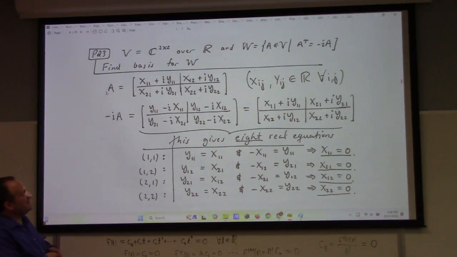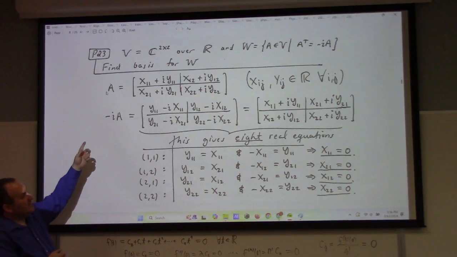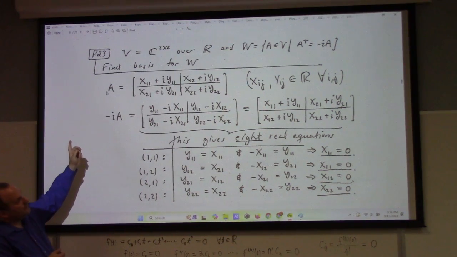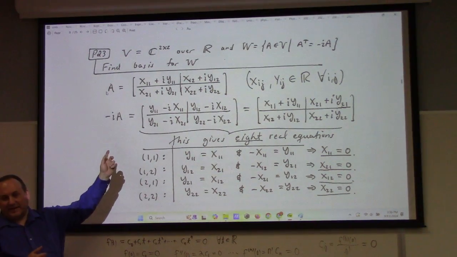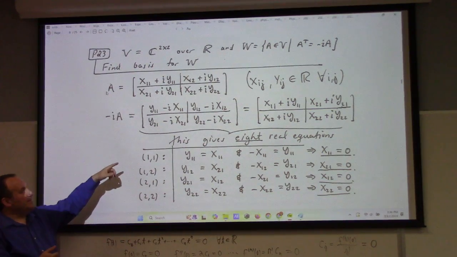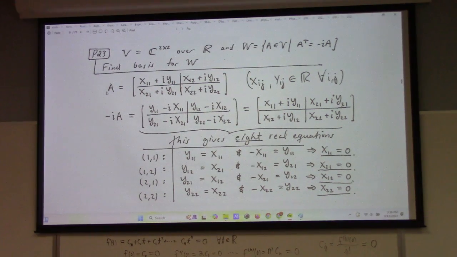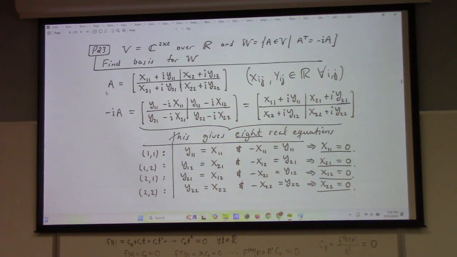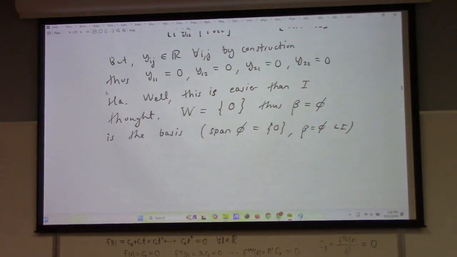This is even easier to see if you just use A, B, C, D, because then that gives you the equation A is equal to minus iA is the one thing, and D is equal to minus iD is the other thing. And if you use a complex notation, it's even easier to immediately get that it's the 0 space. Which was good for us because that gave us a chance to learn that the basis of the 0 space is the empty set, which is linearly independent with span 0.